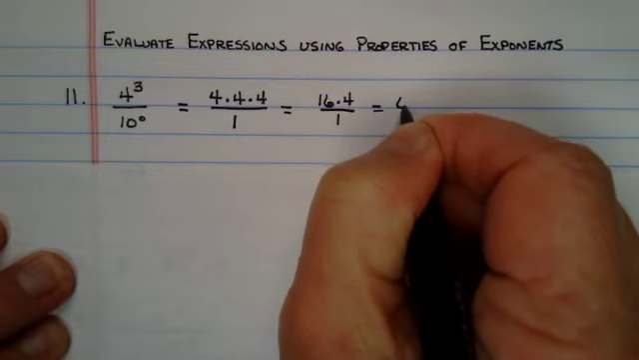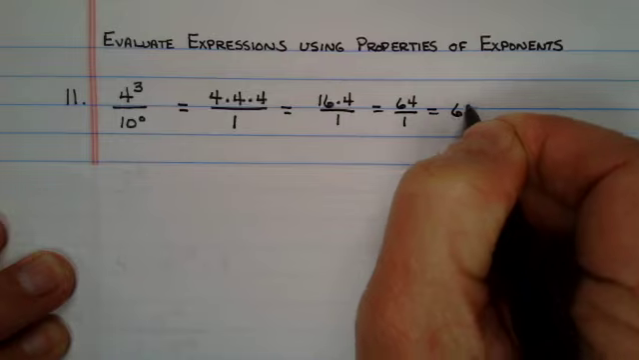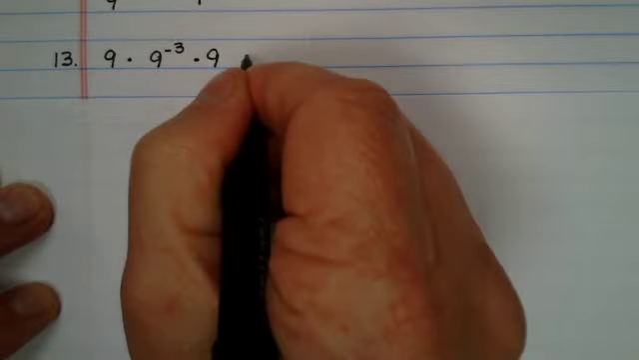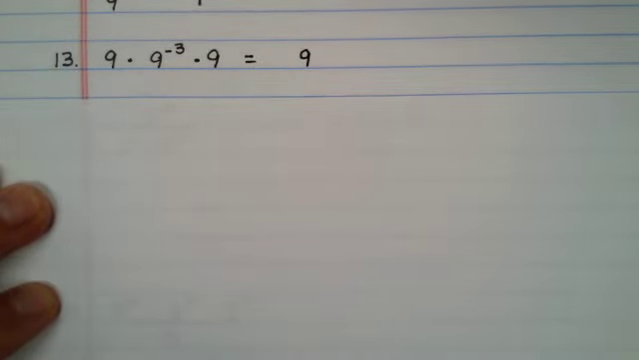16 times 4 is 64. And then 64 divided by 1 is 64. Again, one of the first things I look for is to see if we have the same base. We have the same base. So I'm going to use my rules of exponents when they have the same base.